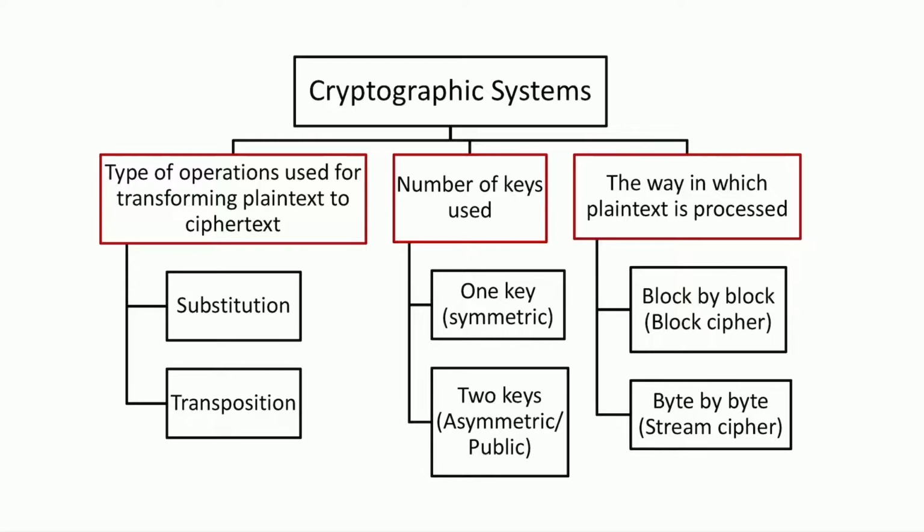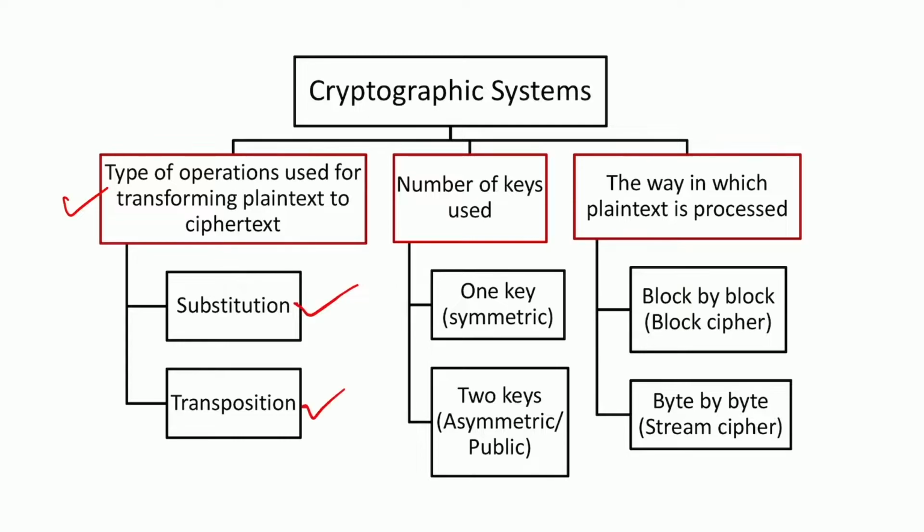Cryptographic systems are generally classified along three independent dimensions. 1. The type of operations used for transforming plain text to ciphertext. Now, all encryption algorithms are based on two general principles. One is substitution, in which each element in the plain text is mapped to another element. The element could be a bit, group of bits, letters, or characters.